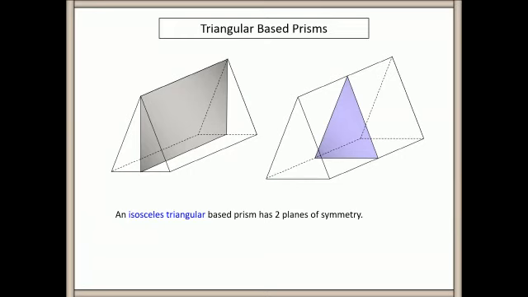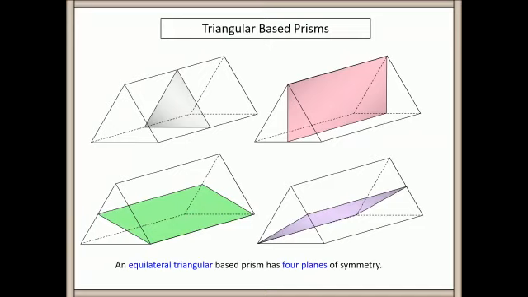Okay, let's go for the next shape, that is a triangular based prism again, but it is equilateral. Equilateral means three sides are equal, so you can draw three lines of symmetry for the triangle. Okay, and it is a prism, you can cut it again in a fourth way. So an equilateral triangular based prism has 4 planes of symmetry.